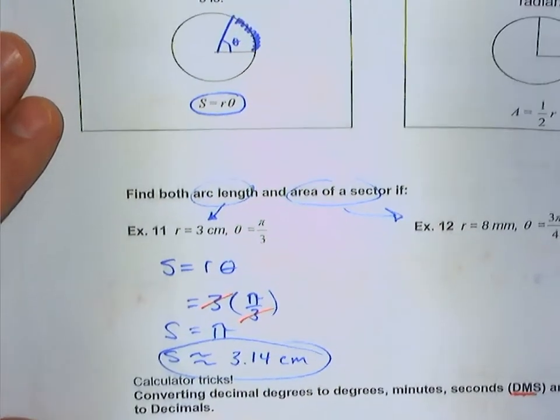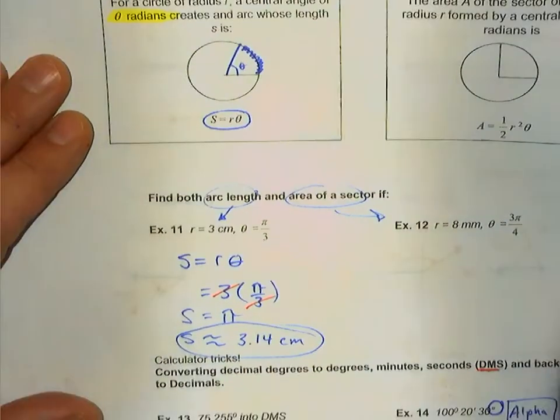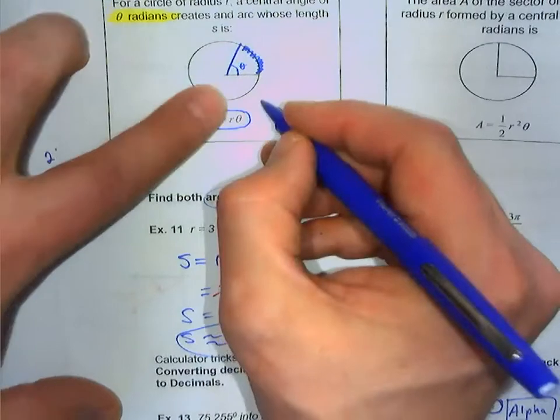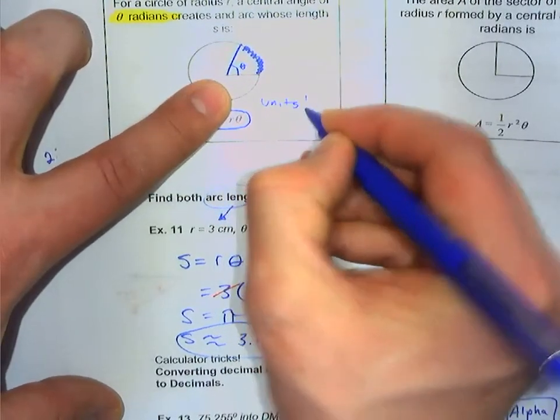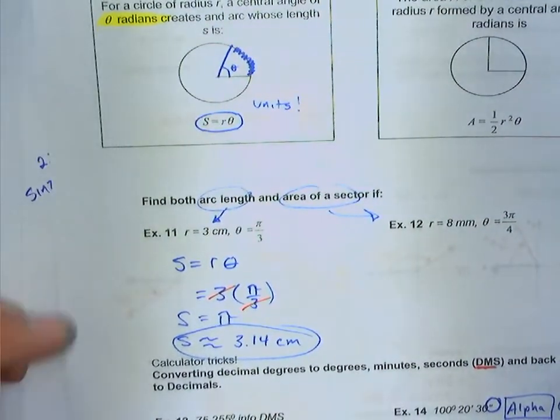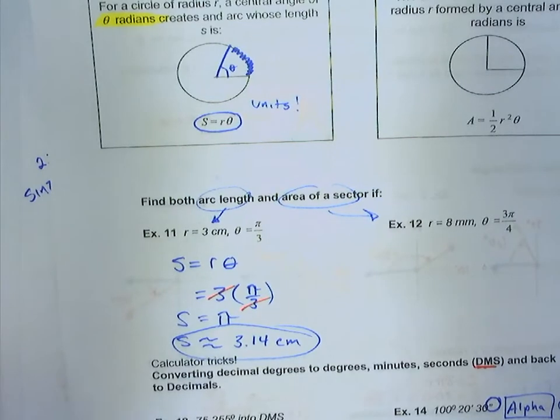Okay, so anytime you guys are doing arc length, let me zoom out just a touch here. Arc length is in units, because it's a distance. We're trying to find a portion of your circumference. All right, any questions, y'all?